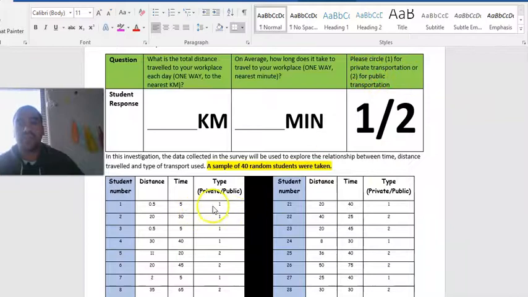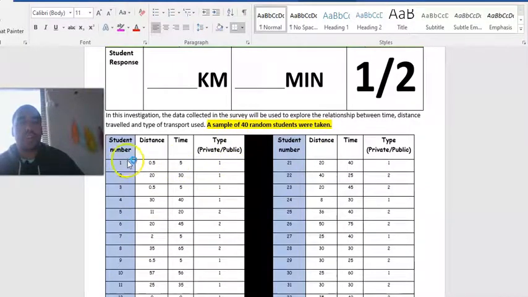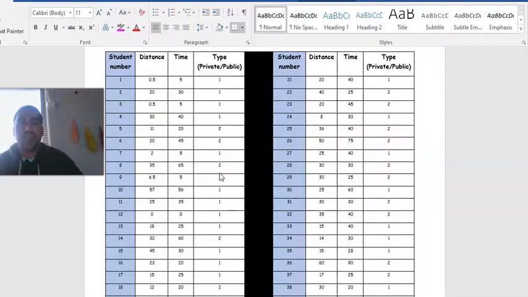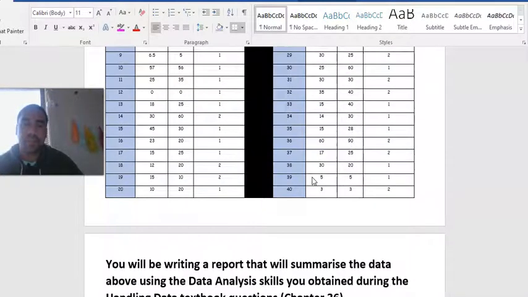Okay, so private, so either they've taken a car. Quick recap, if you're walking to your workplace, this also counts as private. That's one form of information. Then the second student comes in, they say their workplace is 20 kilometers away, it takes them half an hour, and again they have a private form of transportation. So 40 VCAL students, to be specific, have provided this information.